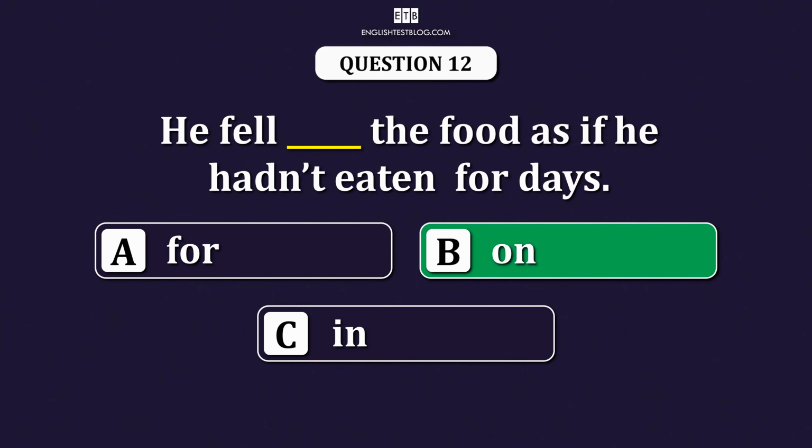The correct answer, fell on. In this sentence, the phrasal verb fall on means to eagerly start eating or using something.